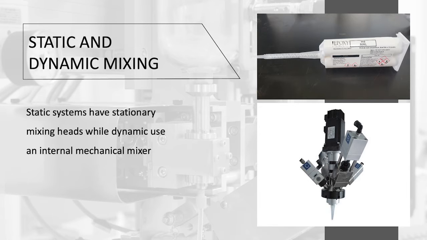Versus the dynamic mixing system, which has an A and a B component dispensed into a central chamber, and then that chamber actually whirls and mixes the A and B together and then dispenses the material out into a cartridge or directly onto your substrate.